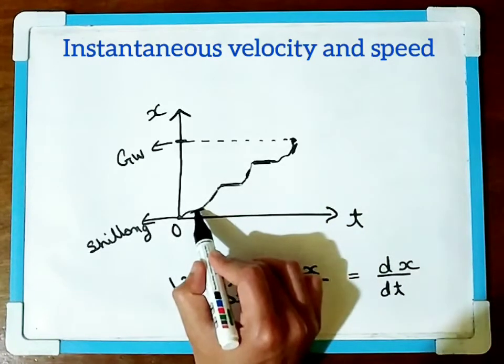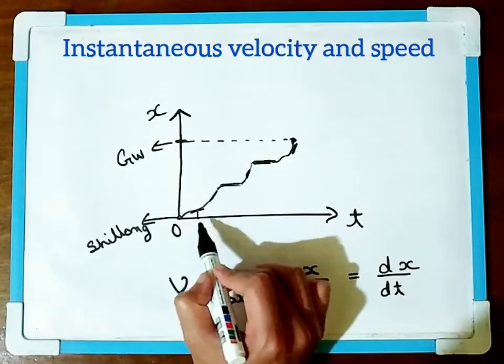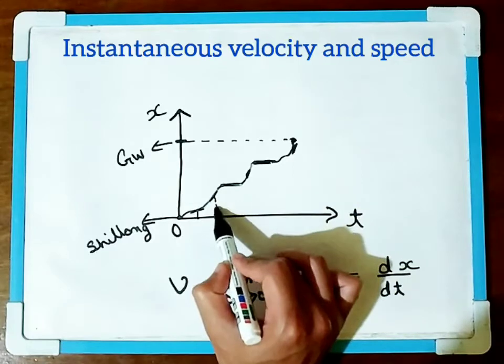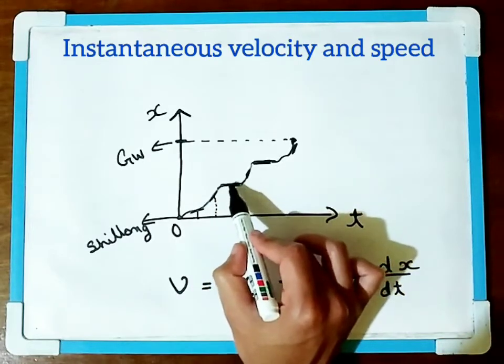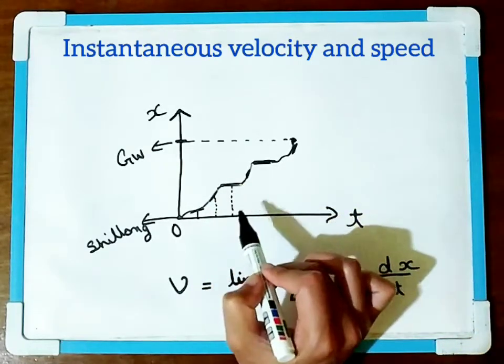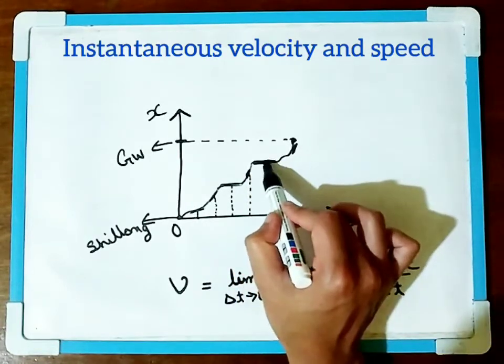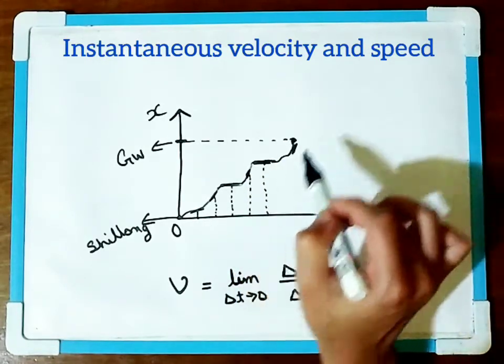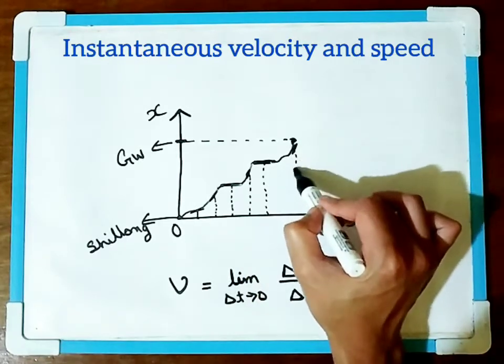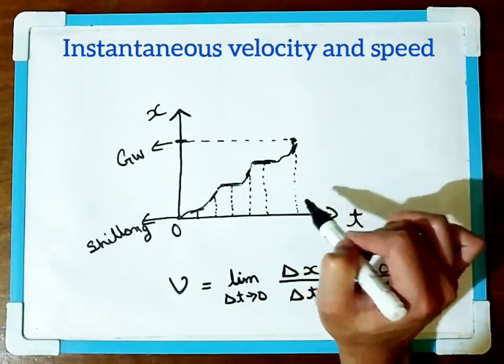At this point, the speed is slow. At this instant of time, the speed is slow. At this instant of time, it is fast. At this instant of time, it is 0. At this instant of time, the speed is fast. At this instant of time, the speed is 0. And at this instant of time, again, you're traveling at a faster speed.